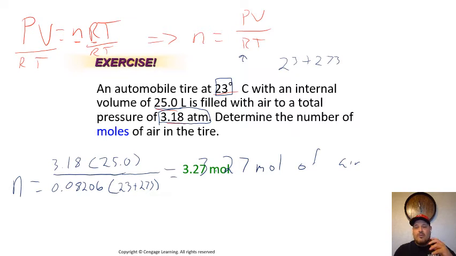So anyway, at 23 degrees Celsius, as long as this is an ideal gas, and it's 25.0 liters at 3.18 atm, the total number of moles of air in there is 3.27. Now, if we knew the identity of that gas, we could figure out the actual mass of it. We just have to multiply the moles times the molar mass, and that would give it to us.